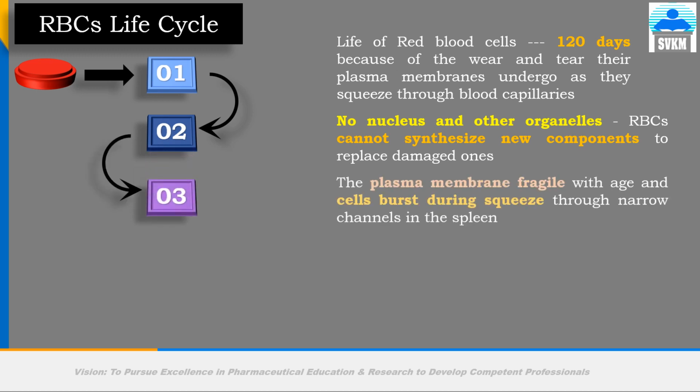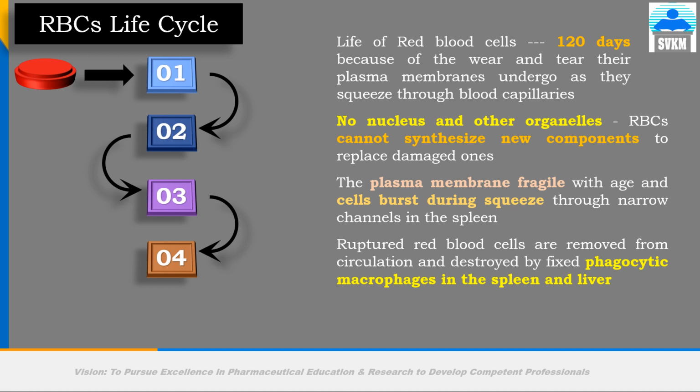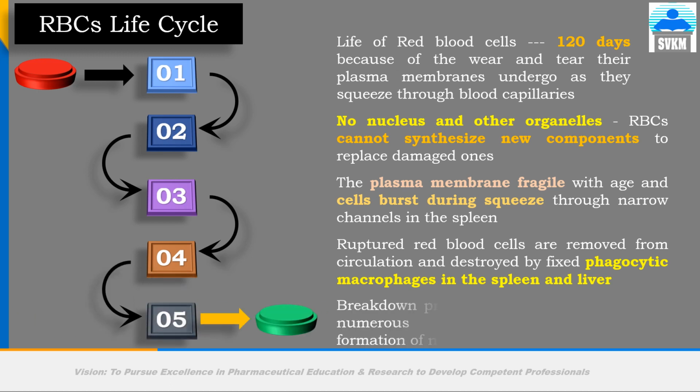Third point, the plasma membrane of the RBC is fragile with age, and cells burst during the squeeze through narrow channels in the spleen. Fourth, the ruptured red blood cells are removed from the circulation and destroyed by the fixed phagocytic macrophages in the spleen and the liver. Last point, the breakdown products are recycled, which are used in numerous metabolic processes, for example formation of the new red blood cells.